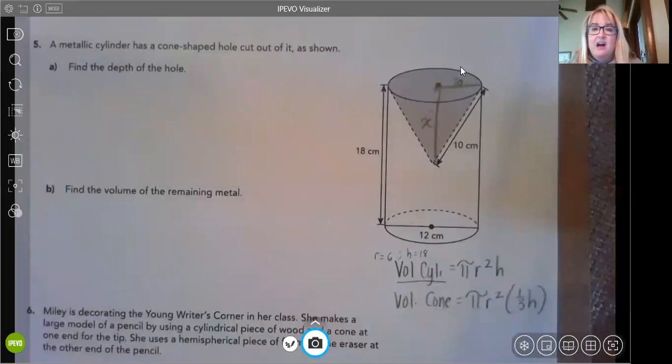All right, that was a lot. But as you can see, you can use the Pythagorean theorem to help you find the measures of solid figures.